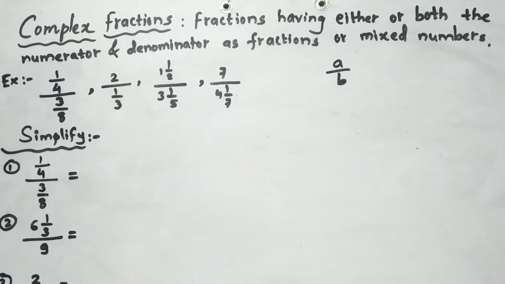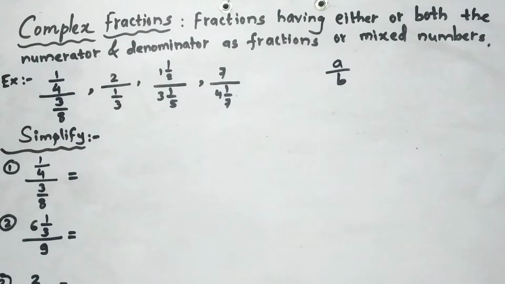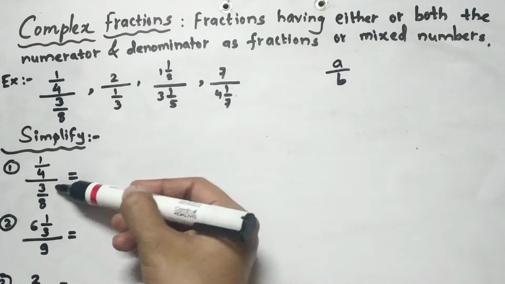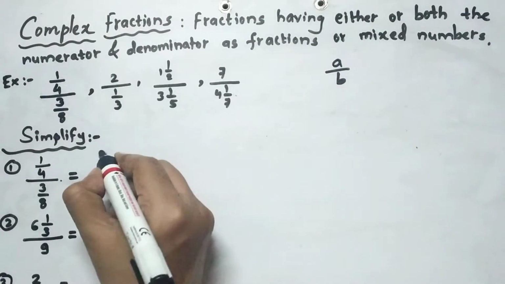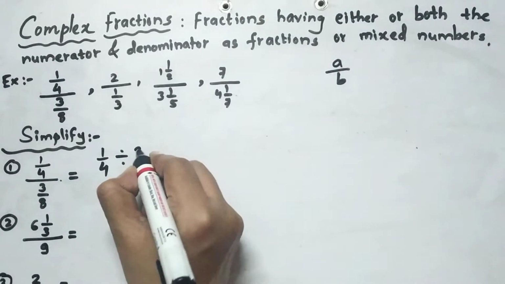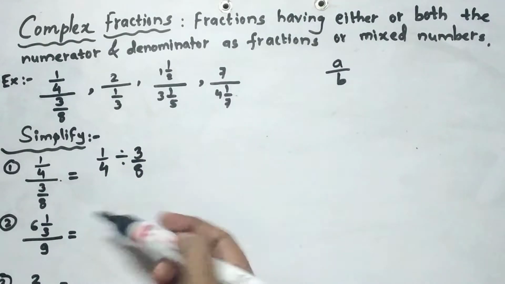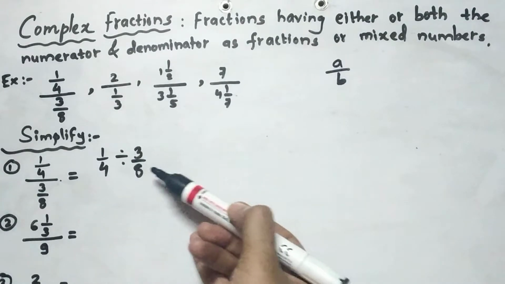So let's see how to simplify these fractions. We have this example, 1 by 4 divided by 3 by 8. Children, we have rules to divide fractions, so we can solve it in the same way. Here the main line works as a division. We'll write it first: 1 by 4 divided by 3 by 8. This main fraction line is nothing but division.